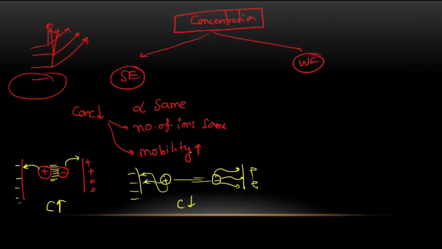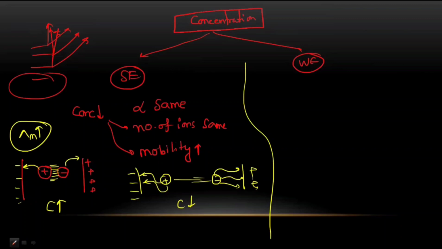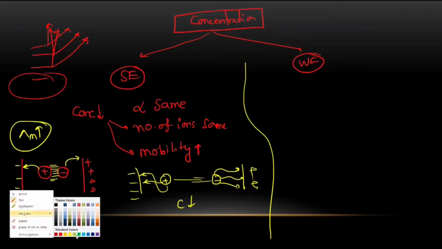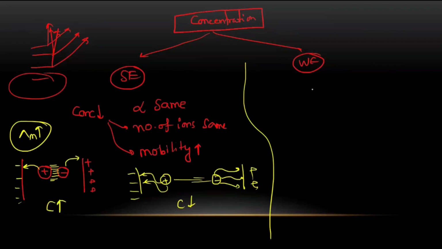So overall what will happen? Lambda m, the molar conductance, will increase, because the number of ions is the same but mobility is increasing, isn't it? So this is the first case, for strong electrolyte. Let's go to the second case, that is weak electrolyte.